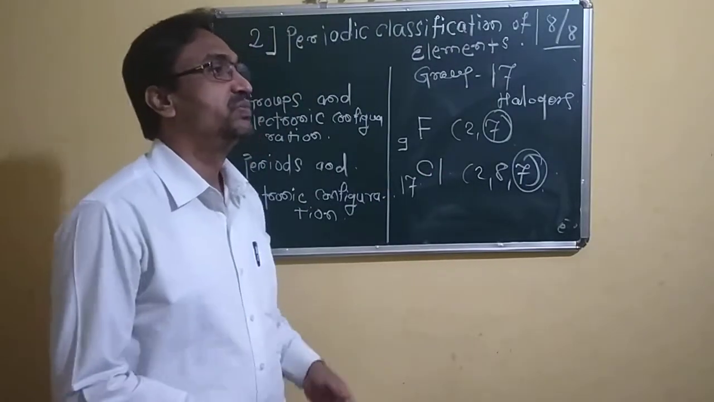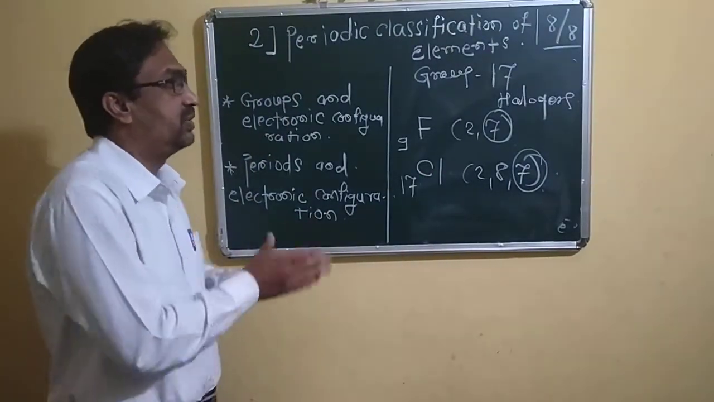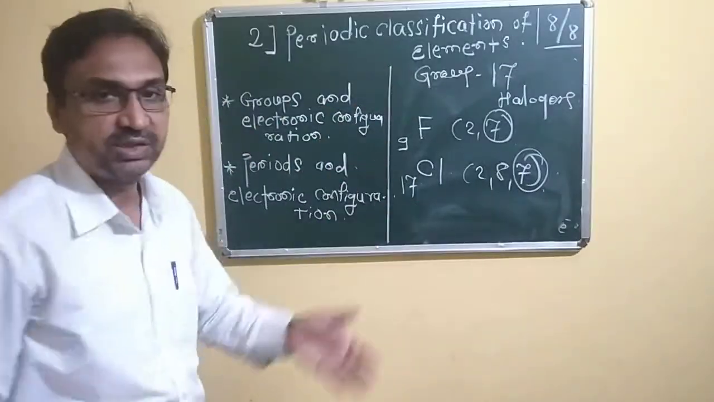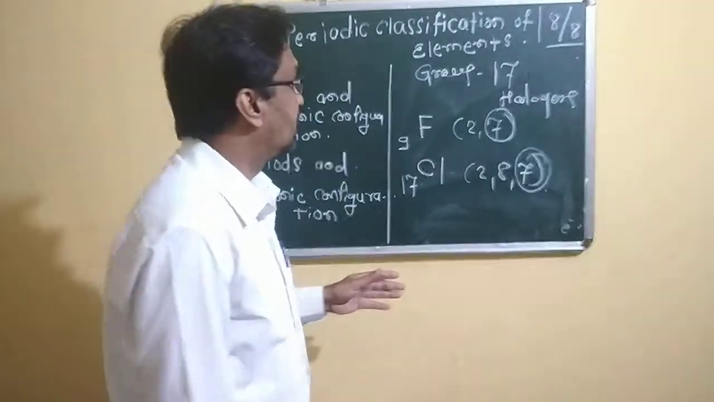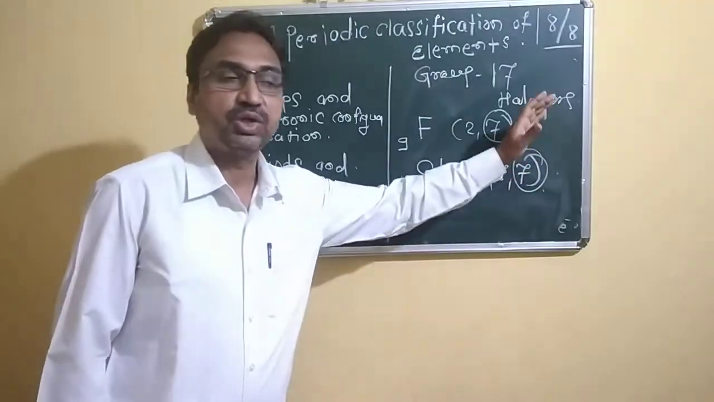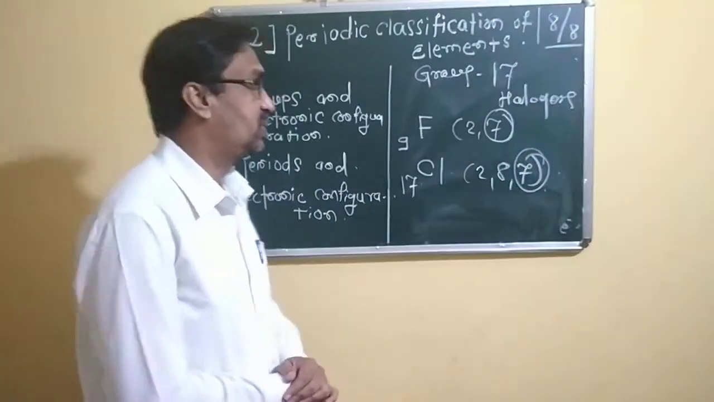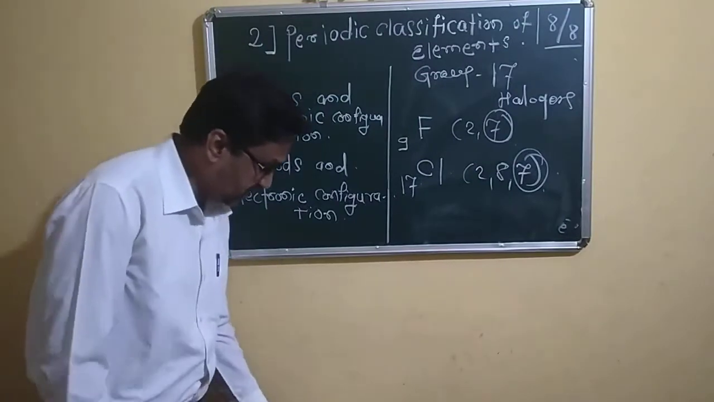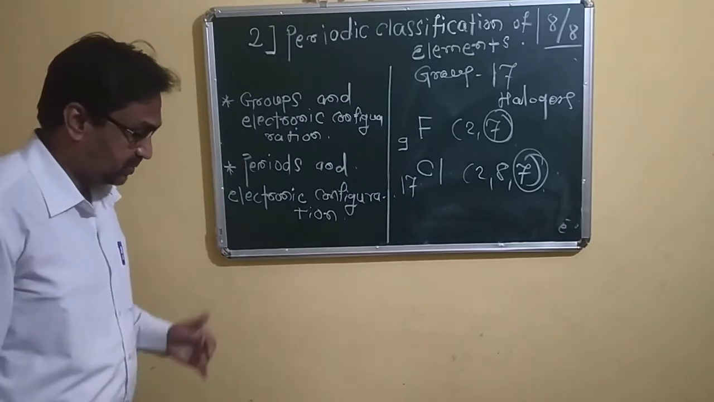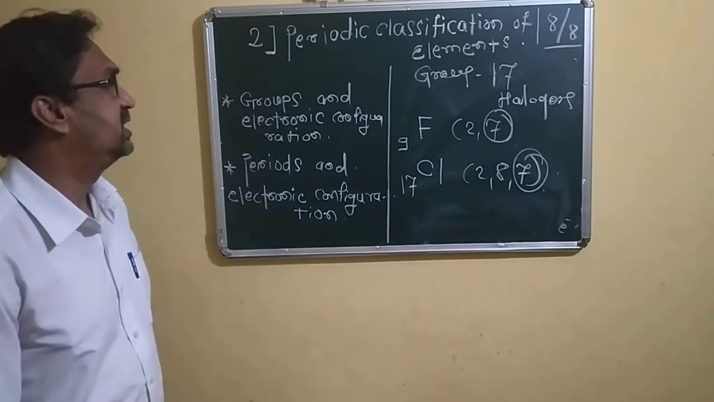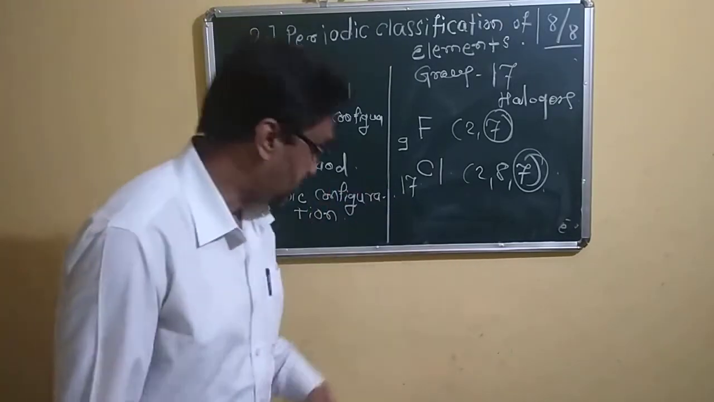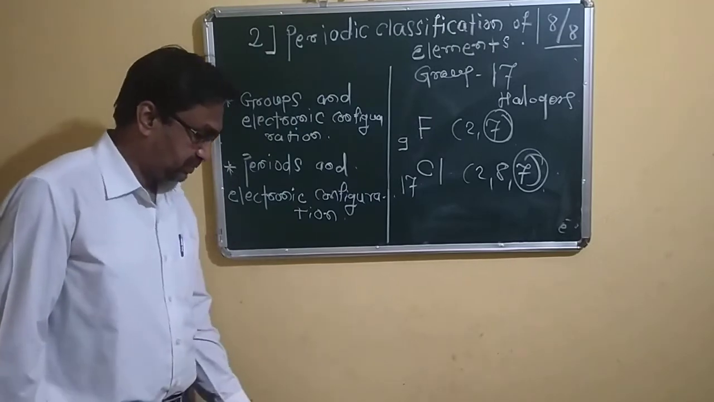In every group, for every element, when we distribute the electrons and find the electronic configuration, the number of electrons present in the outermost orbit is the same. So this is the peculiar property we can see in every group: the number of electrons in the outermost shell is the same.